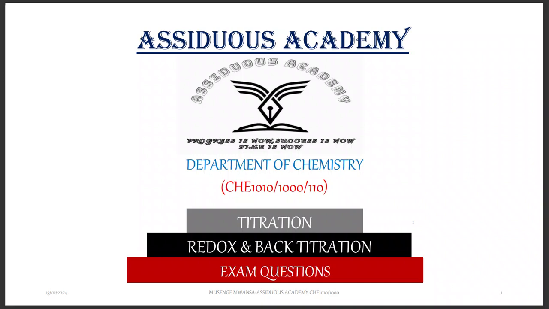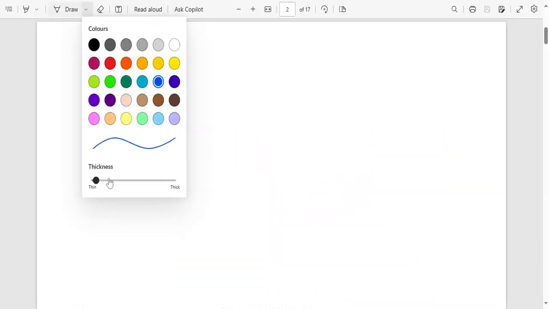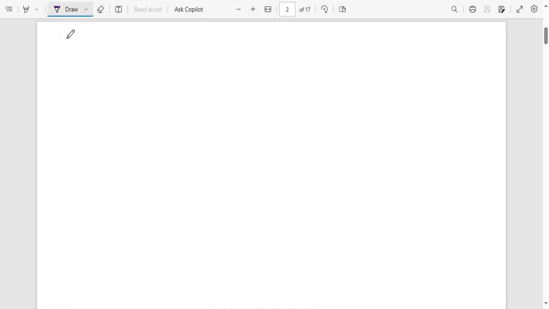We continue with redox and back titration. Now, when we talked about the titration itself, we said that we use an indicator, right? We use an indicator. Now, when you're talking about redox titration, you don't use any indicator. From the word redox, this reaction involves both reduction and oxidation. Okay, both reduction and oxidation.